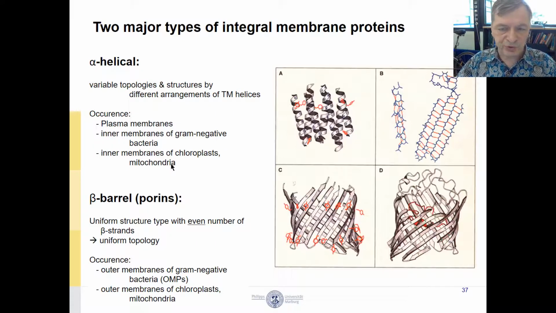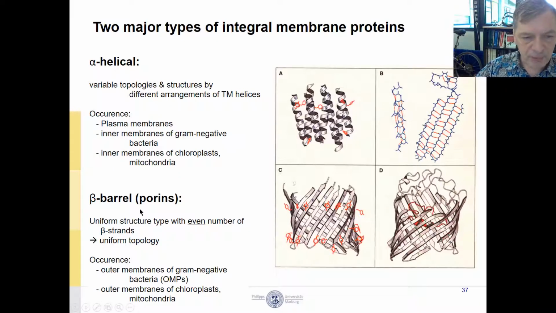So they are the predominant class of membrane proteins, at least in terms of the occurrence. The second type of membrane proteins are the beta-barrel proteins.